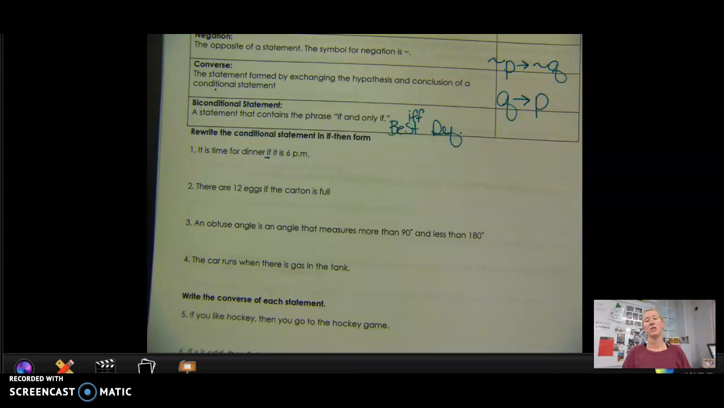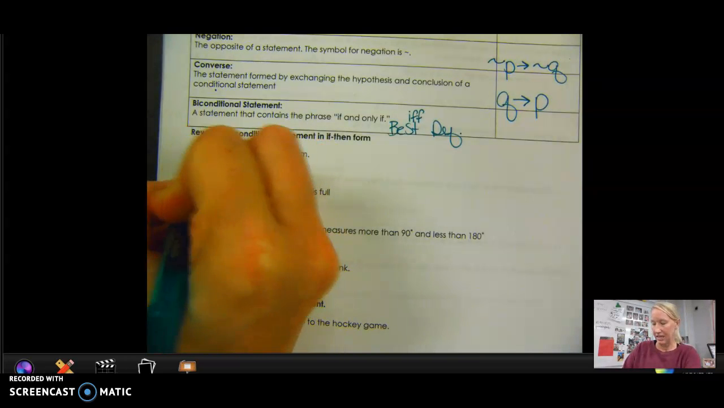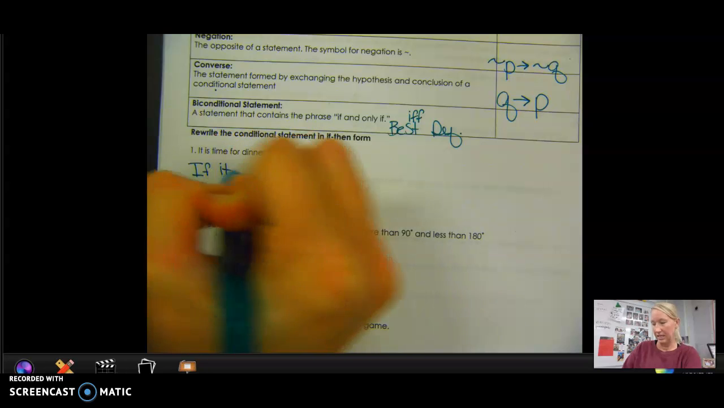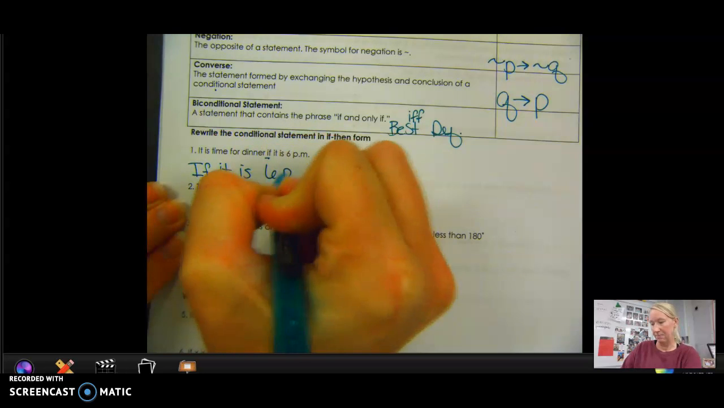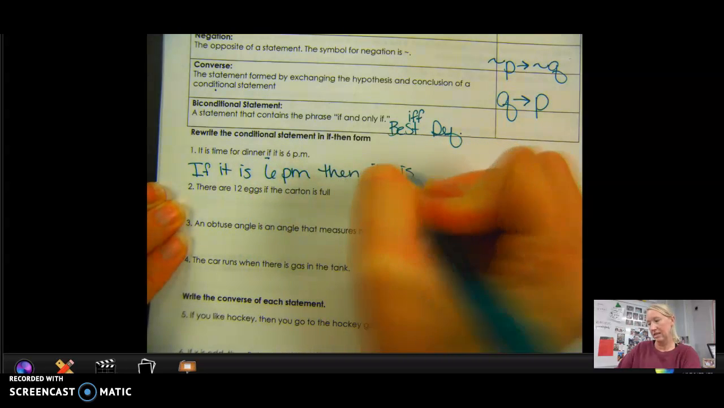You also always want your conditional to be true. So if at all possible, you want to write it the way that makes it true in the if-then form. So it is time for dinner if it is 6 p.m. So my conditional statement would say, if it is 6 p.m., then it is time for dinner.